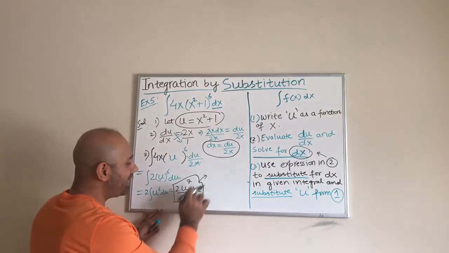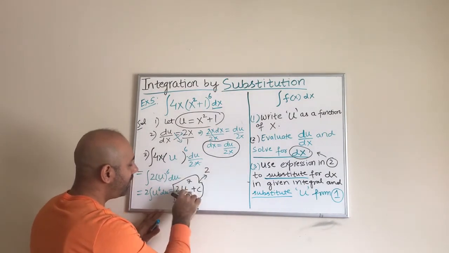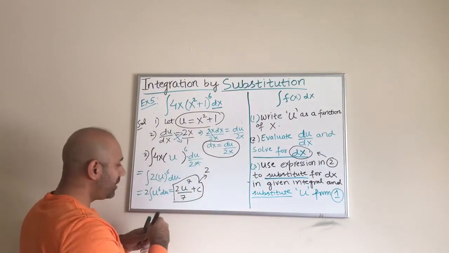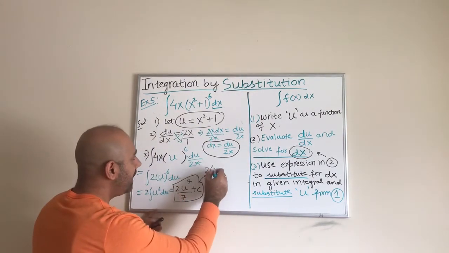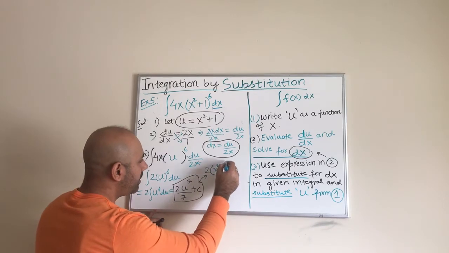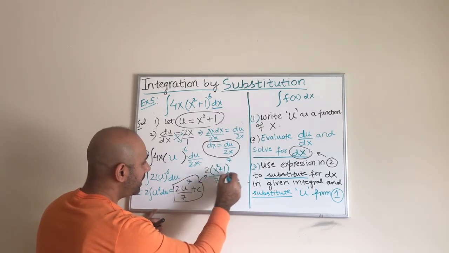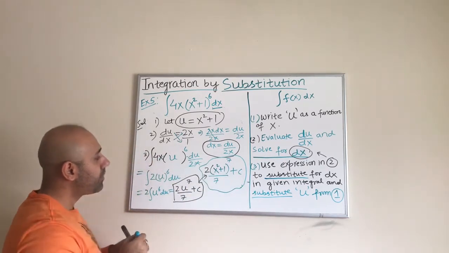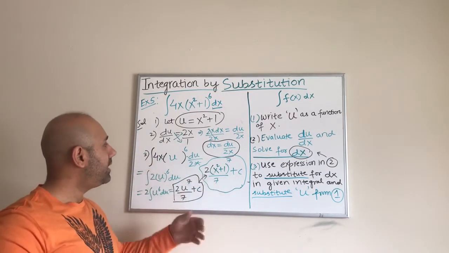So even at the last step, what we have to do is, wherever we have the u, we already know that u in terms of x is x squared plus 1. So we got to substitute for u as x squared plus 1. Of course, there's a raised to the power 7. There's a 7 downstairs. And don't forget that plus c. We are still working in the indefinite integrals. So guys, that is it. This is the integral for this function.